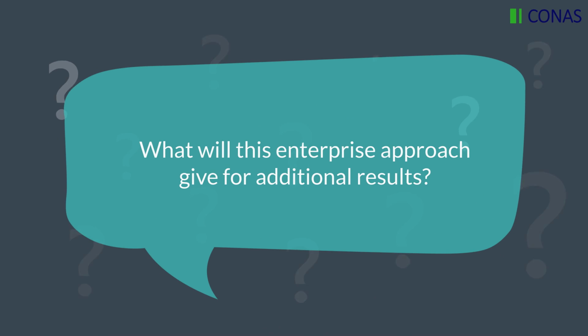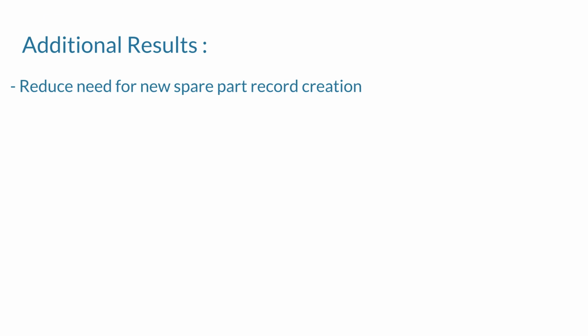What will this enterprise approach give us for additional results, on top of the results I already mentioned? First, it will significantly reduce the need for new part creation in the individual entities. Instead of requesting a new part, they just pull an existing part from the central corporate database, a complete, clean and normalized record. Second, there is a large opportunity to reduce spare part cost.